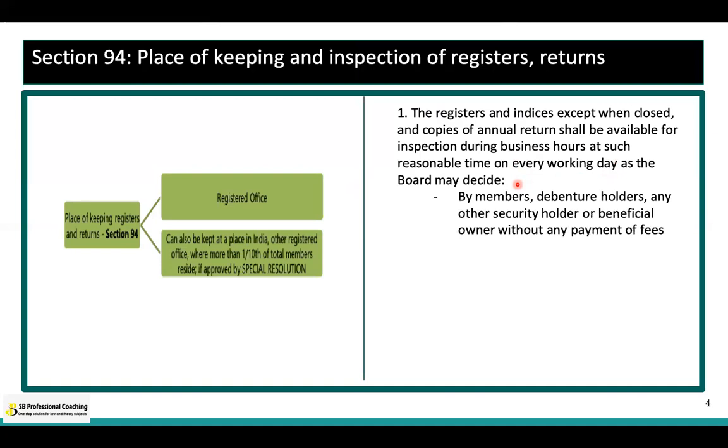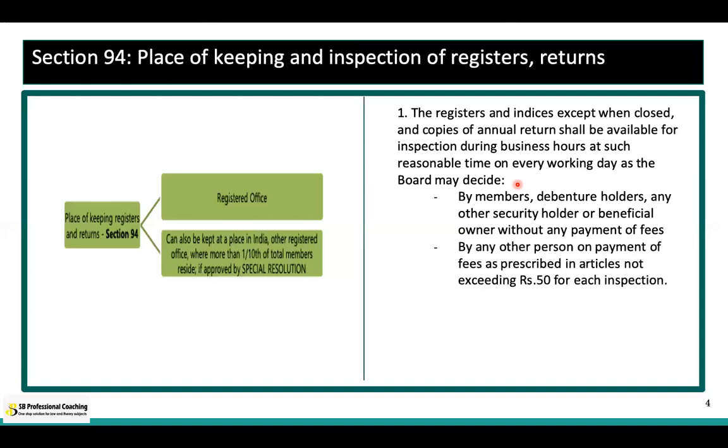Inspection can be done by members, debenture holders, any security holder or beneficial owner without any payment of fees. So whoever is a member, debenture holder, security holder or beneficial owner does not have to pay any amount for inspection. But any third person, that is, any other person outside the company, will have to pay a fee not exceeding 50 rupees for each inspection. Okay, so this is point number one, which speaks about inspection.